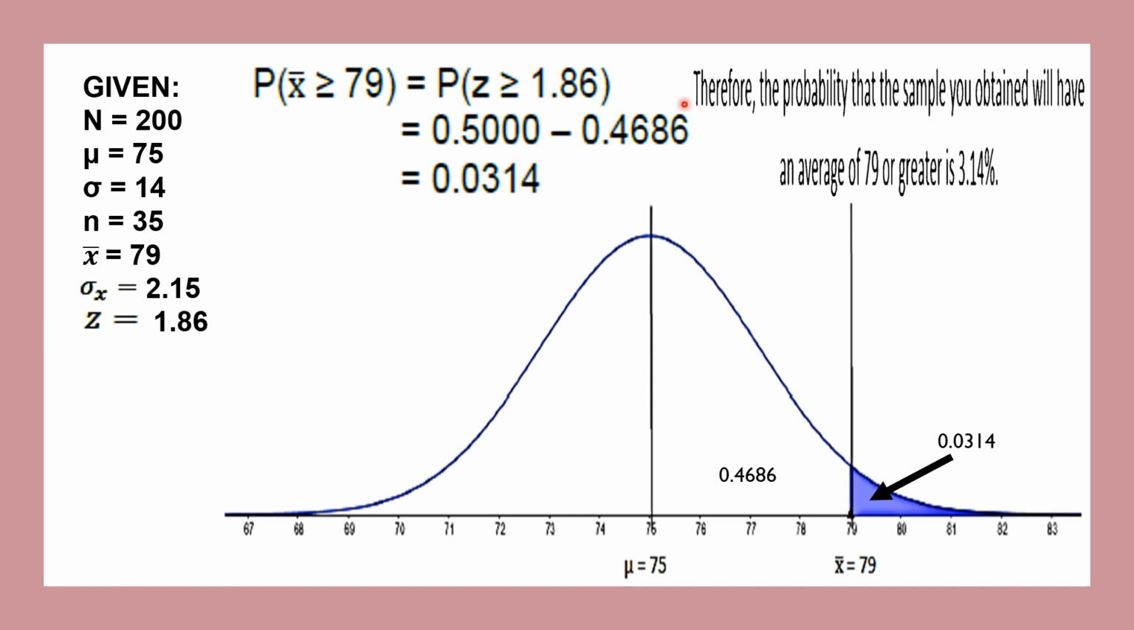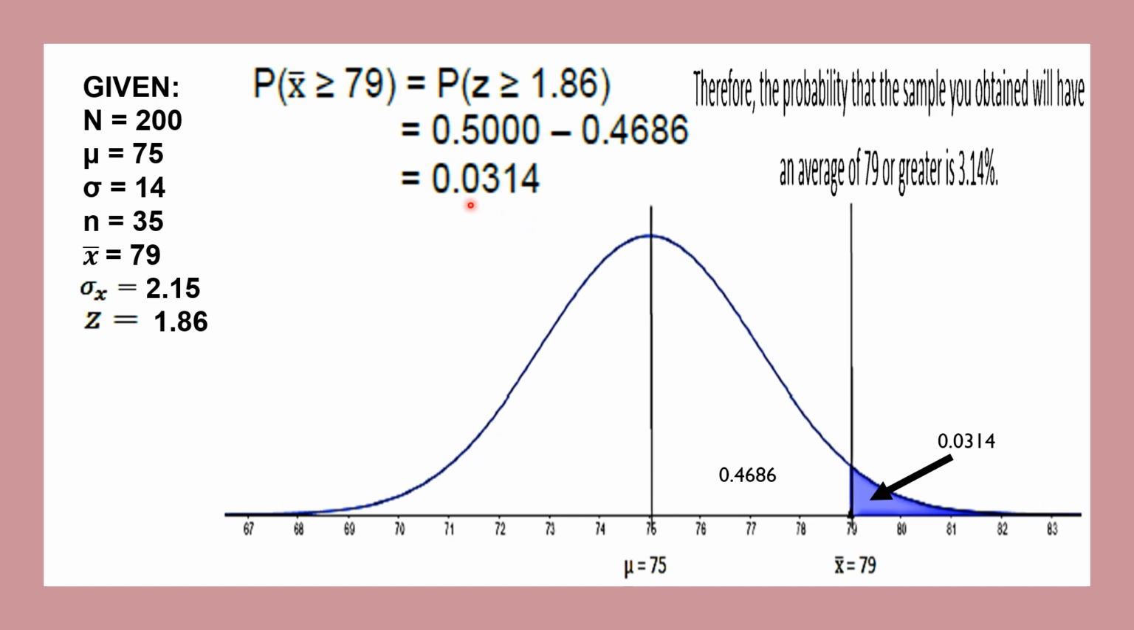So, mag-a-add ba tayo or magpa-plus? Of course, we will add. So, the corresponding Z or area of the Z-score 1.86 is 0.4686 sa Z-table nyo. So, 0.4686 is from the mean lang siya up to the given Z-score, which is 1.86. But we're finding the area after that. No? So, what we'll do is we're going to subtract 0.5 to 0.4686.